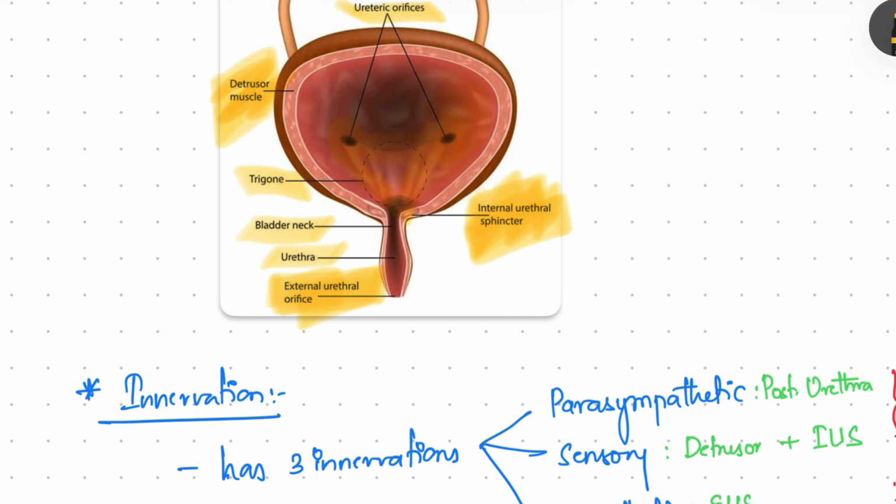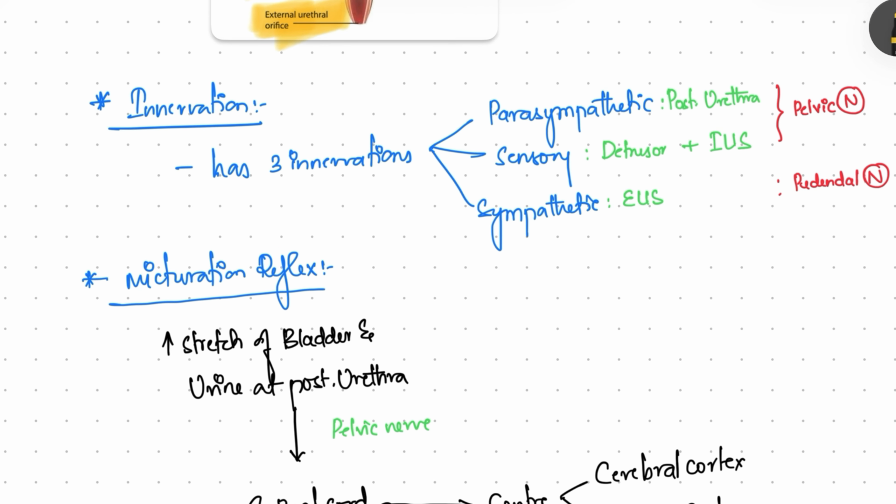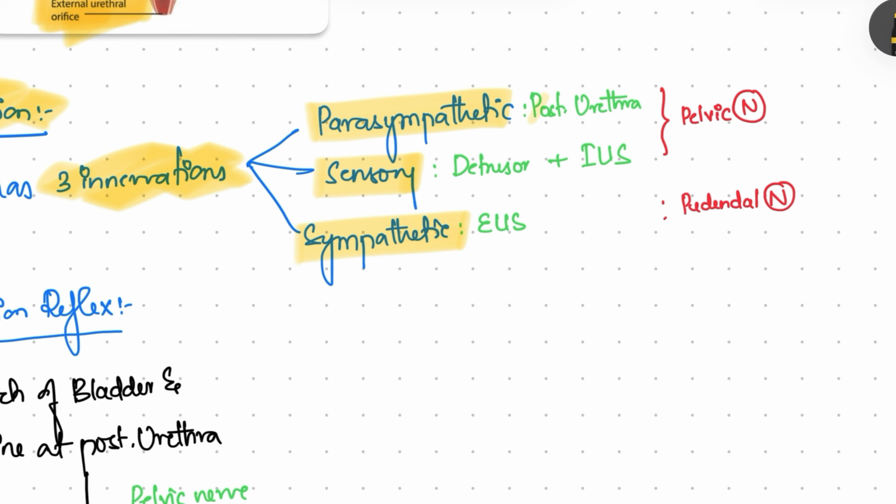So the main important thing you need to remember, innervations. We have three innervations, which is parasympathetic, sensory and sympathetic. Let's make it simple. There are lines together in the textbooks. Let's make it in a single line so that in the exam you are going to write whatever is necessary. The parasympathetic nerve is going to supply posterior urethra, then sensory is going to supply detrusor muscle, then as I said, internal urethral sphincter, then sympathetic is going to supply external urethral sphincter.